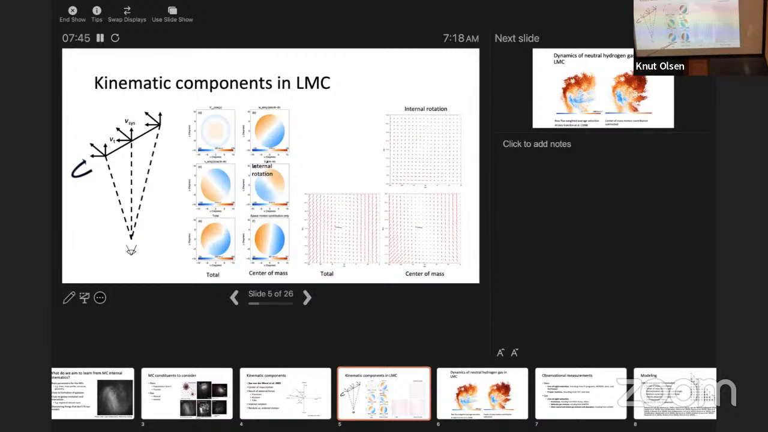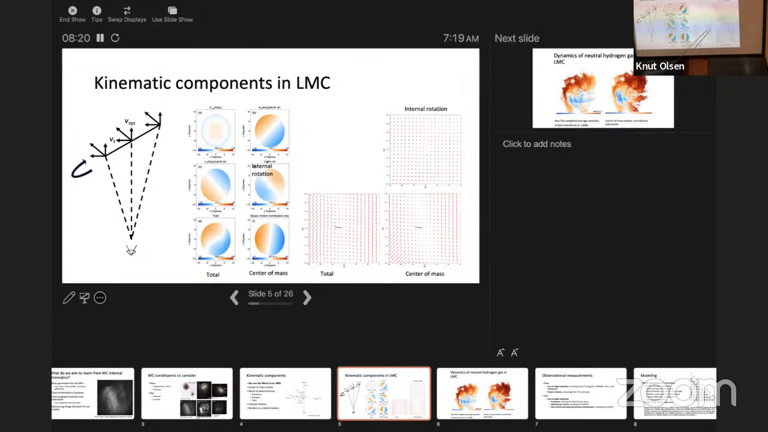This is more or less what one should see on the sky. And you can see that most of this pattern is actually dominated by the center of mass motion contribution, because the tangential motion of the LMC is quite fast, and so that projection effect into the line of sight is strong. And so one has to really understand the center of mass motion of these galaxies in order to understand their internal kinematics.